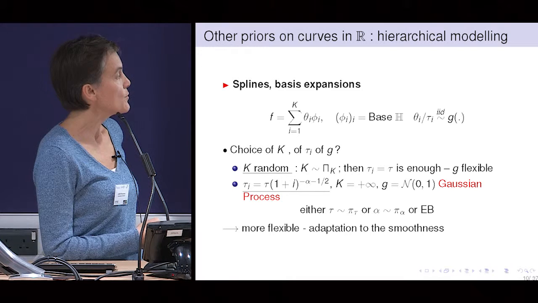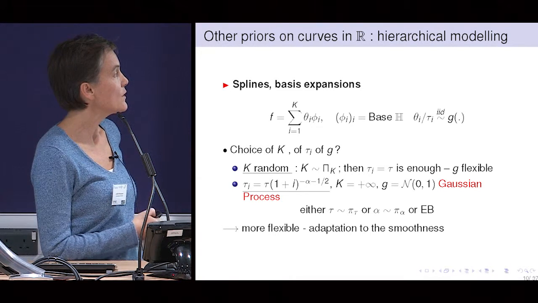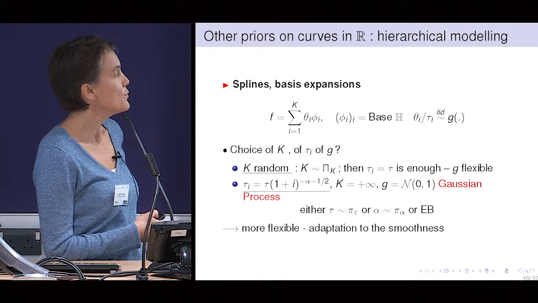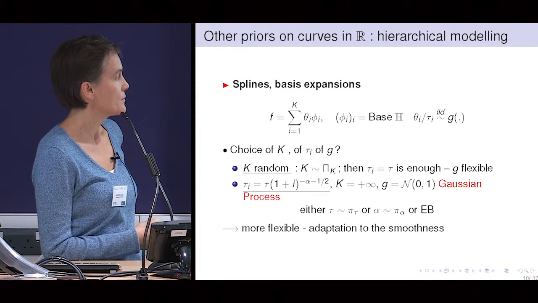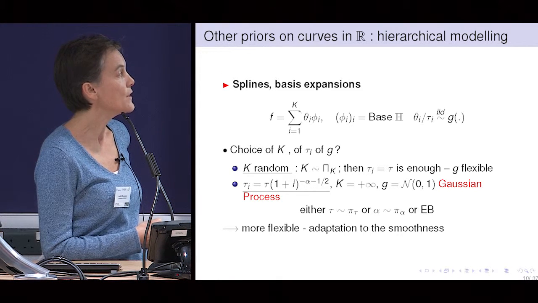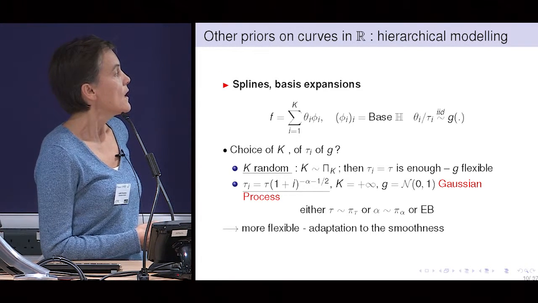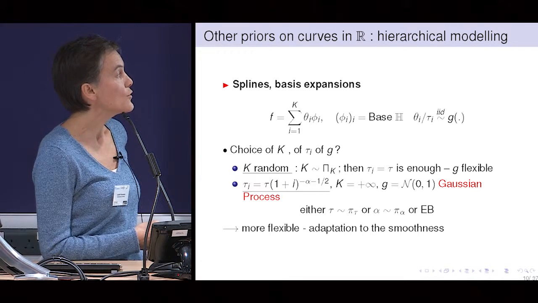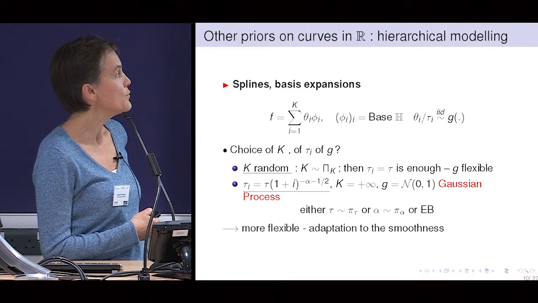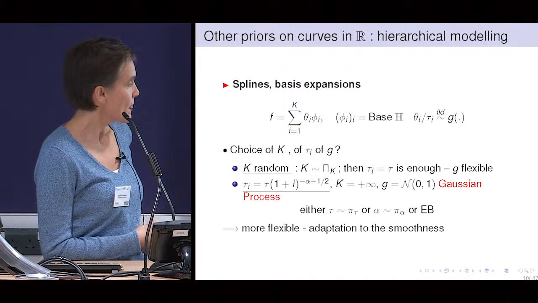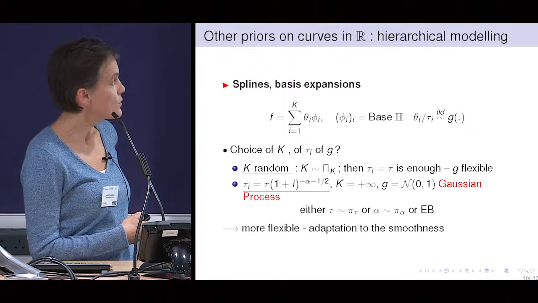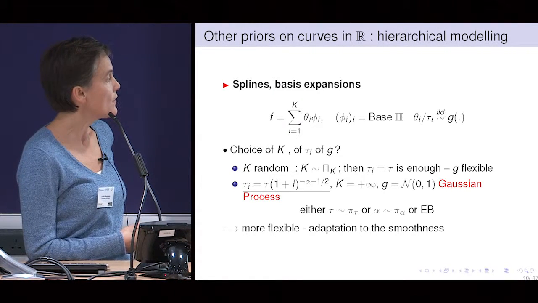So k follows a prior pk, and then given k, you consider only the first k coefficients in your expansion, and then you choose a prior on the theta i's. For instance, a Gaussian prior with variance tau i, but it can be really anything else. And you can have tau i equal to a constant or tau i decreasing if you want to shrink. But essentially, because you've put a prior on k, you're going to shrink anyway. The other version is to take the Gaussian process, essentially, so k equals infinity, and then you have these variances.